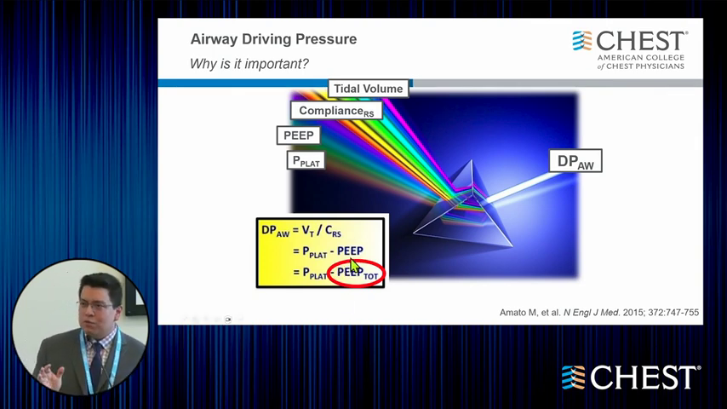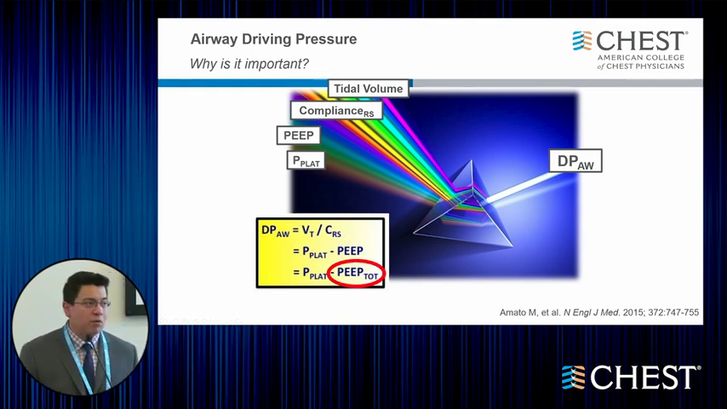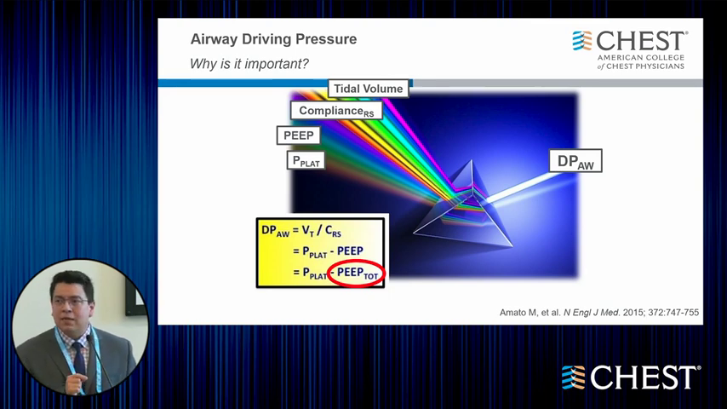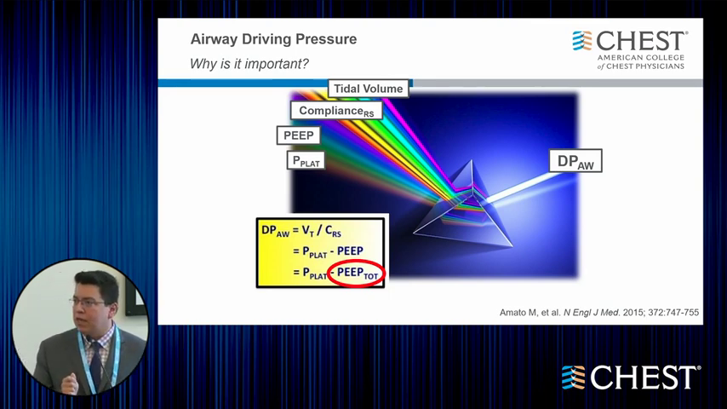But that is only true if your tidal volume is constant. If your tidal volume is changing between breaths, your airway driving pressure might be different. It's also important to underscore here that this calculation should include any degree of auto-PEEP that we may see in patients who are mechanically ventilated. So doing an expiratory pause is actually needed to appropriately calculate airway driving pressure.